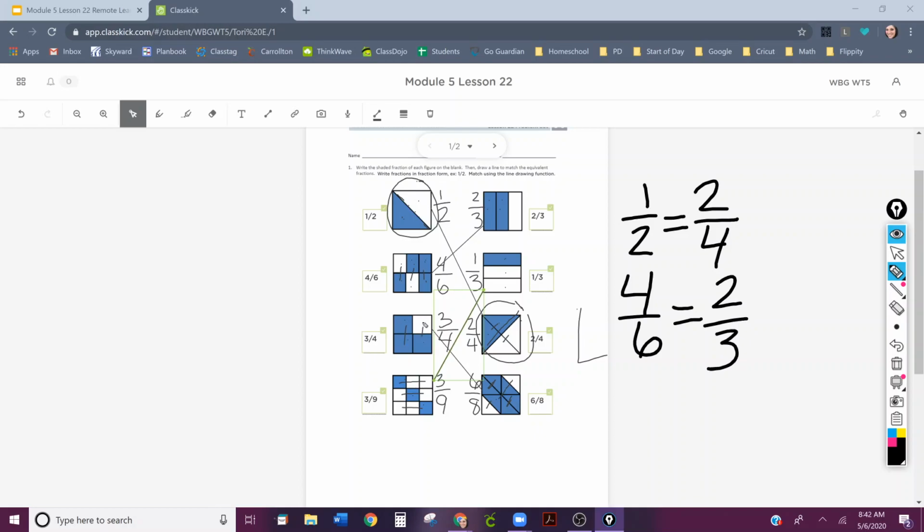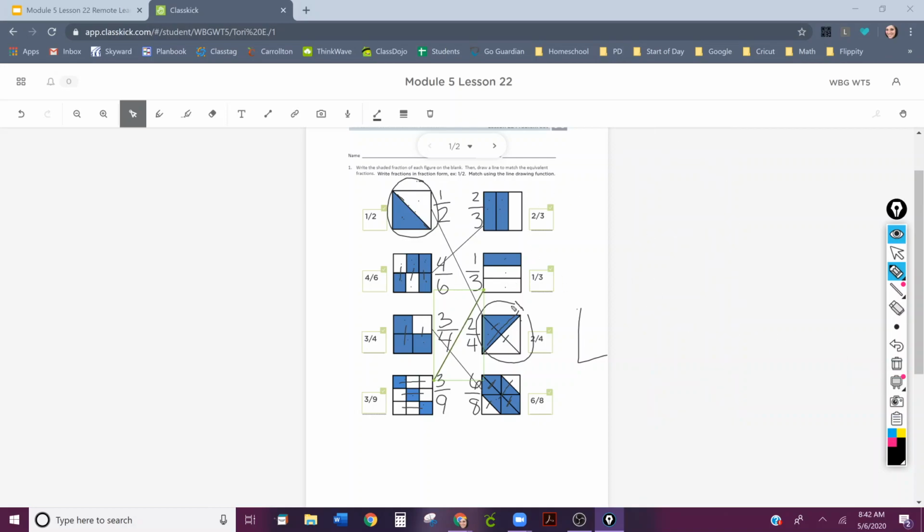Then we matched 3/4 with 6/8. 3/4 is equal to 6/8. And the last one was 3/9 and 1/3. I'm going to write that one up here. 3/9 is equal to 1/3. And those are all the equivalent fractions that we figured out using those shapes today.